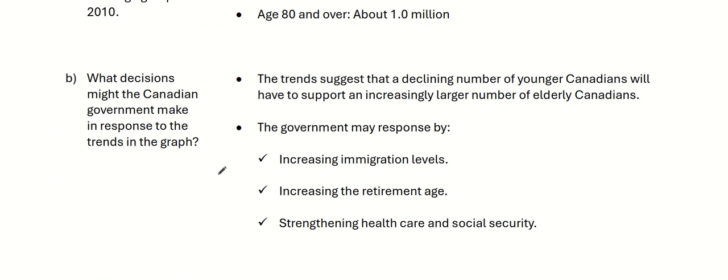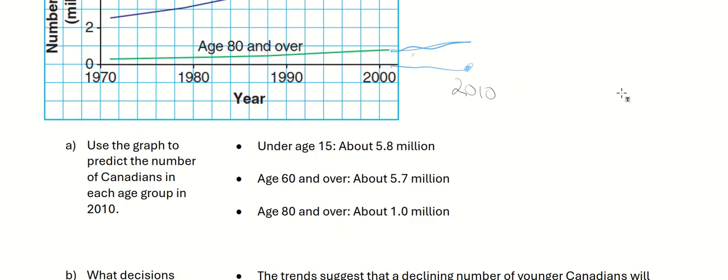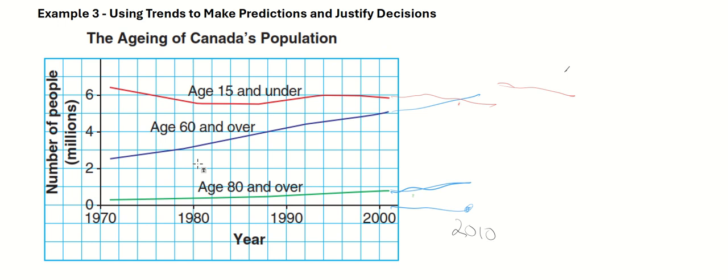So, what decision might the Canadian government make in response to the trends in the graph? It's saying that if you look at the trending graph, the trend suggests that a declining number of younger Canadians will have to support an increasingly larger number of elderly Canadians. Why is that? Well, let's take a look. If this trend continues, the people over 60 is increasing quite a bit. So there's going to be a lot of old people in the future, whereas for young people it doesn't look like they're increasing or decreasing. It looks like they're staying the same number. And the people age 80 and over, well, it's not that many, but it's increasing.